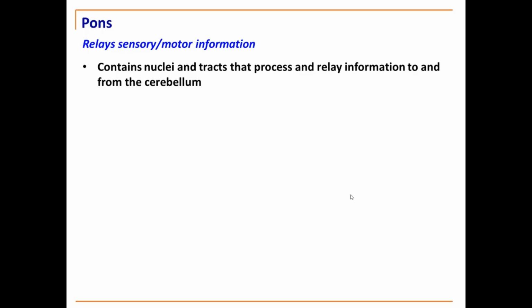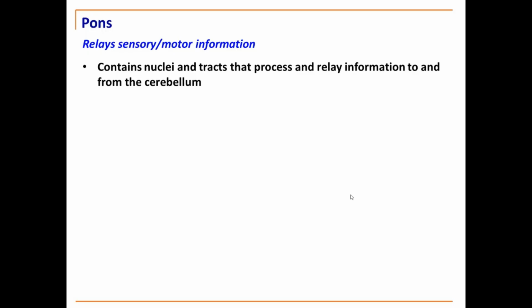So now we'll move up a little bit and we're moving into the pons. This relays your sensory and your motor information. So it contains nuclei and tracts that process and relay information to and from the cerebellum, remember, and the cerebellum is all involved in smooth muscle movements. And pons literally means bridge, hence why it's wedged between the midbrain and the medulla oblongata. The other thing is, as we've mentioned, you require it because it's processing that information to or from the cerebellum, so it's required for those coordinated smooth movements.